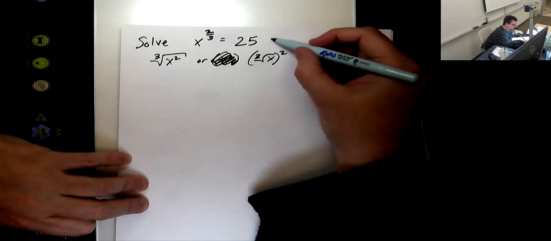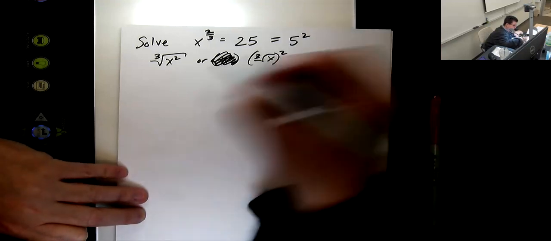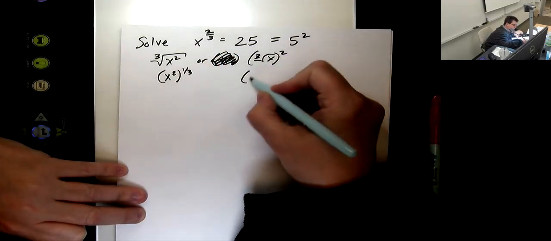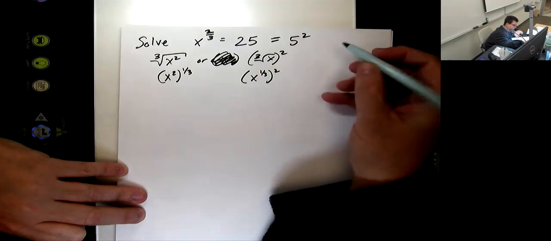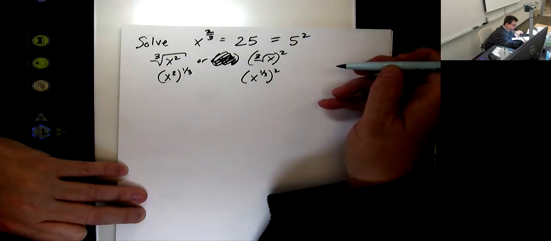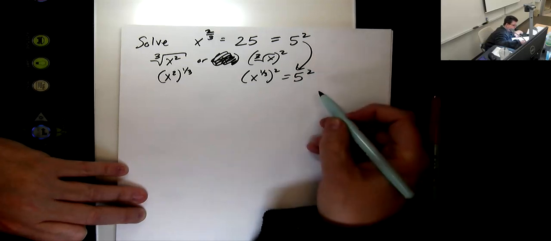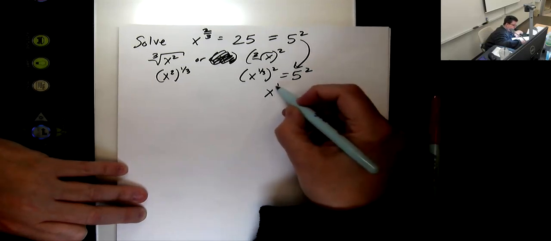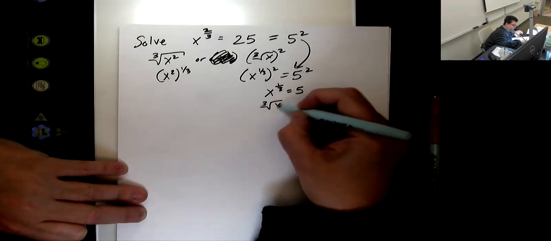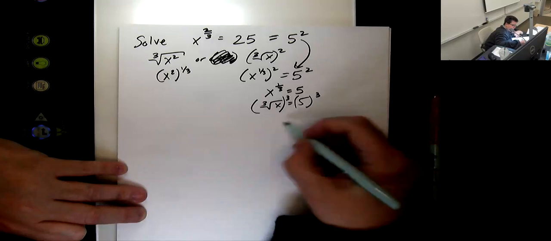Let's see what we can turn the 25 into. 25 is 5 squared. So this is like x squared to the 1/3. And this is like x to the 1/3 squared. If you don't like working with the fractions all at once, this one is probably the easier one to go with, because then the exponents match. And you get x to the 1/3 equals 5, which is the cube root of x equals 5. So we'll cube both sides, and we get x equals 125.